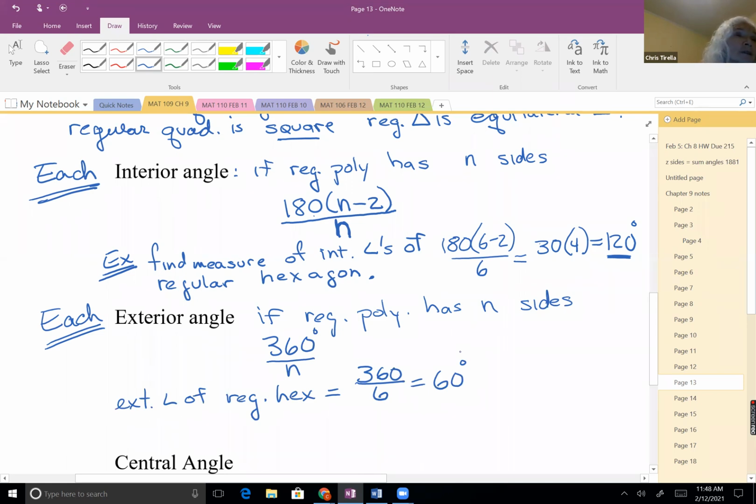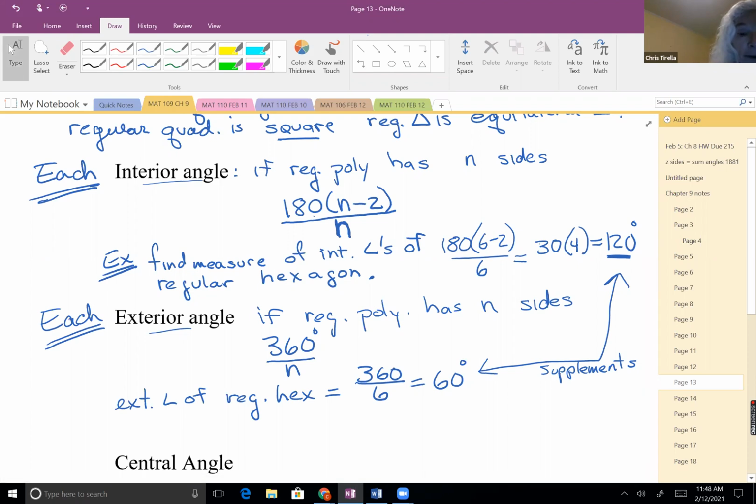Now I want to ask you a question. Which formula did you find easier, the interior angle or the exterior angle? Exterior. Exterior, and I'm with you on that one. So, do you notice that the exterior and the interior are always supplementary? And so if I wanted to, could I always find the exterior angle first and then subtract from 180 to find the interior?